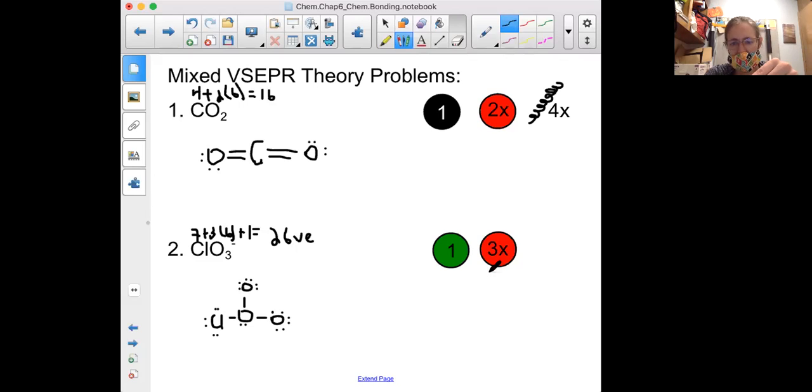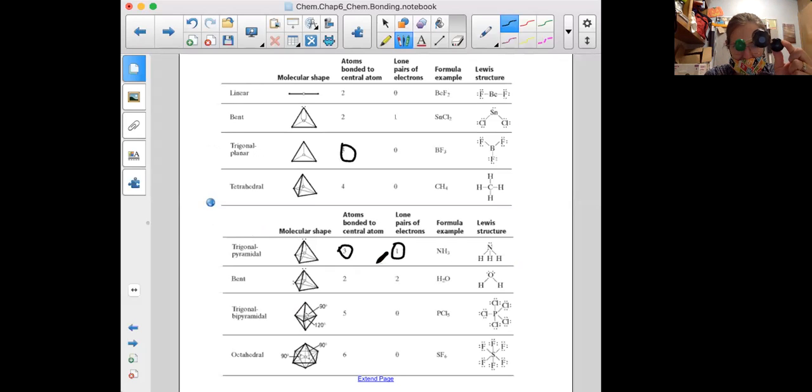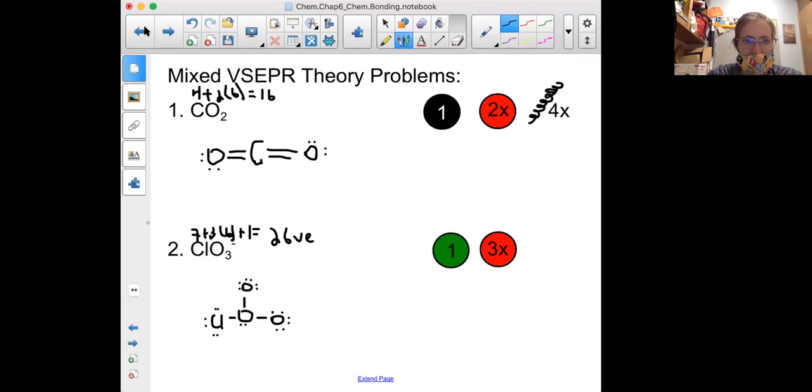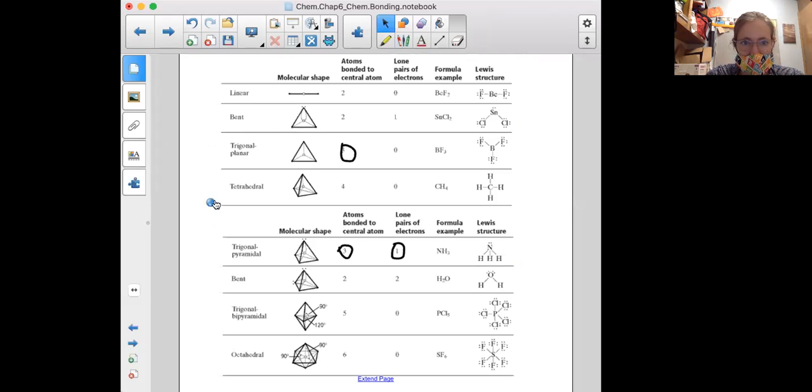You can see that it is trigonal pyramidal, right? Go to the previous slide, trigonal pyramidal. Okay, it's kind of like a tripod. So it works, okay? So I do have a short little video here.